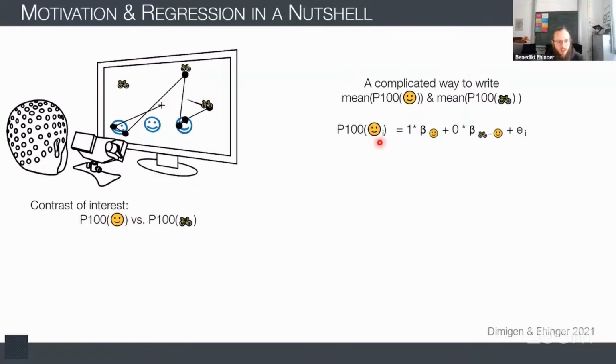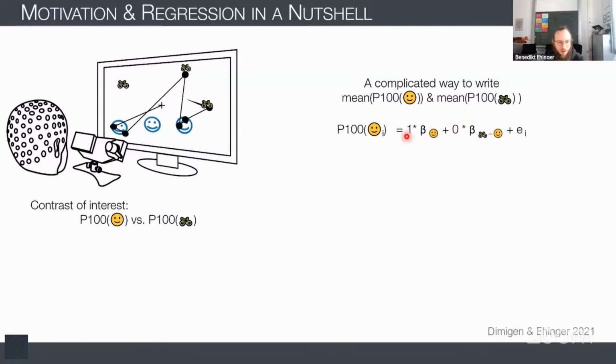So basically, this notation here tells you, okay, let's take the P100 of the first phase trial here, and we can write that as a sum of 1 times just the phase beta plus 0 times the difference between bikes and faces. And bear with me, if you have never heard about linear models, this might sound a little bit insane, but you will see there's a logic to that, right?